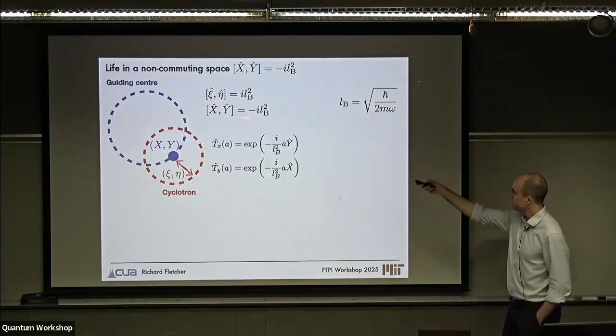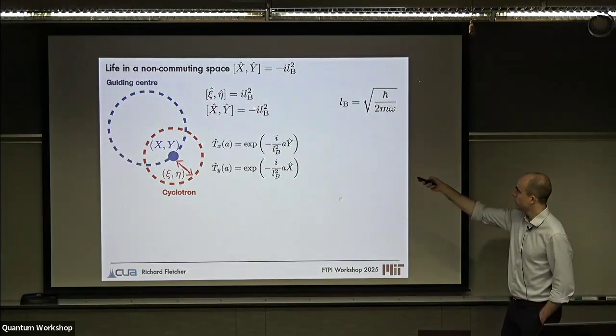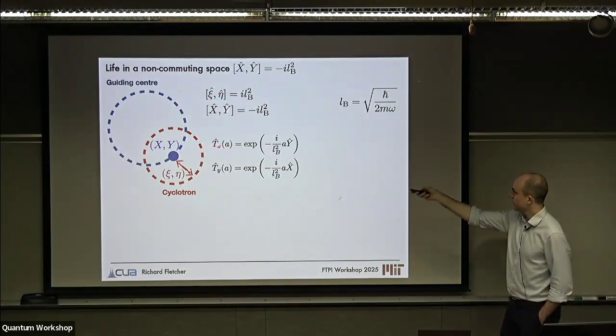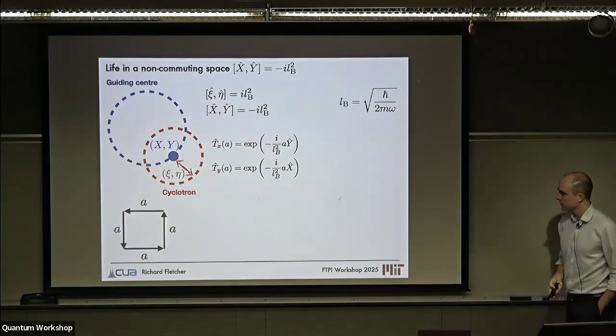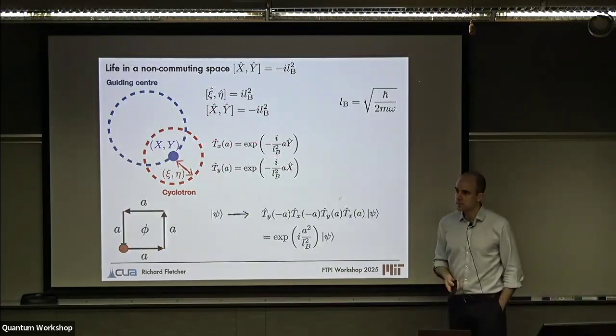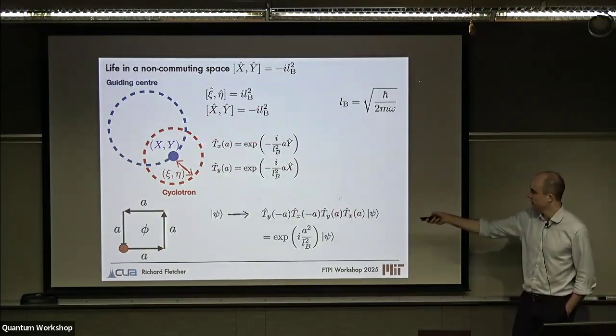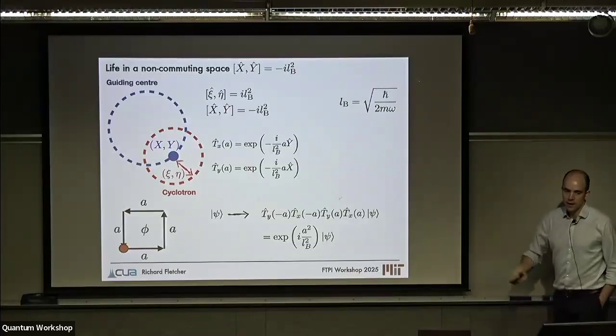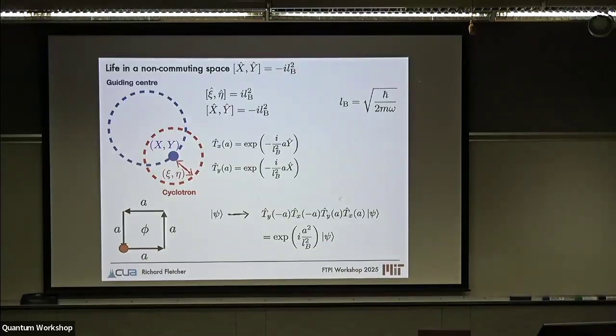Okay, so if X and Y, the guiding center coordinates, form a non-commuting pair, a conjugate pair, then the generator of X translations is Y and the generator of Y translations is X. And so if I take a particle, move it in a closed loop in my rotating frame and ask how its quantum state evolves, I just have to stack together 4 different translation operators. Unlike in an inertial frame, they do not all commute with each other.